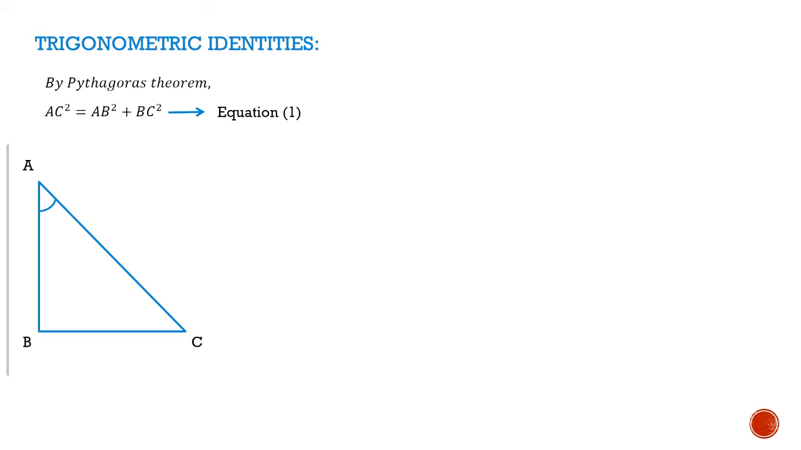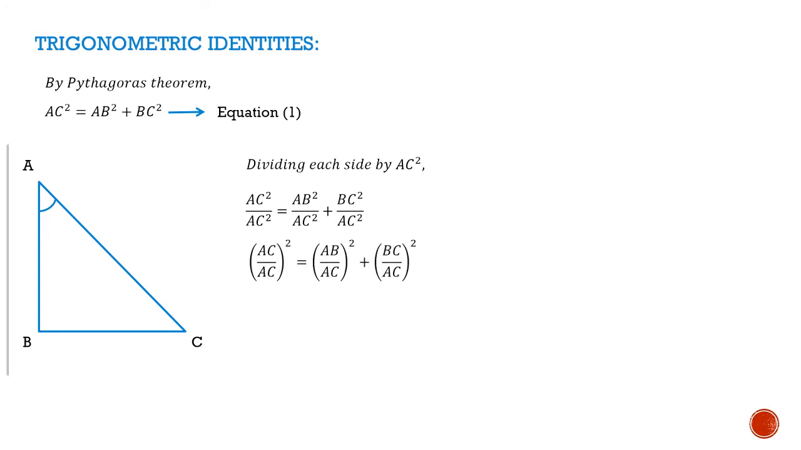Now I'm proceeding ahead and deriving the three important identities of trigonometry. So let's begin the derivation of the first identity, the fundamental one. Dividing each side by AC square. Now we'll be dividing each side of this equation number 1 by AC square. So let's see what happens here, which will be giving you somewhat this kind of equation here.